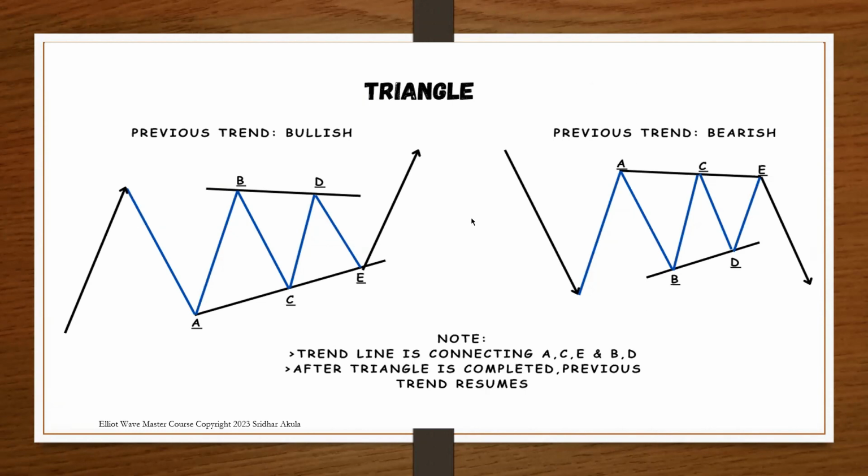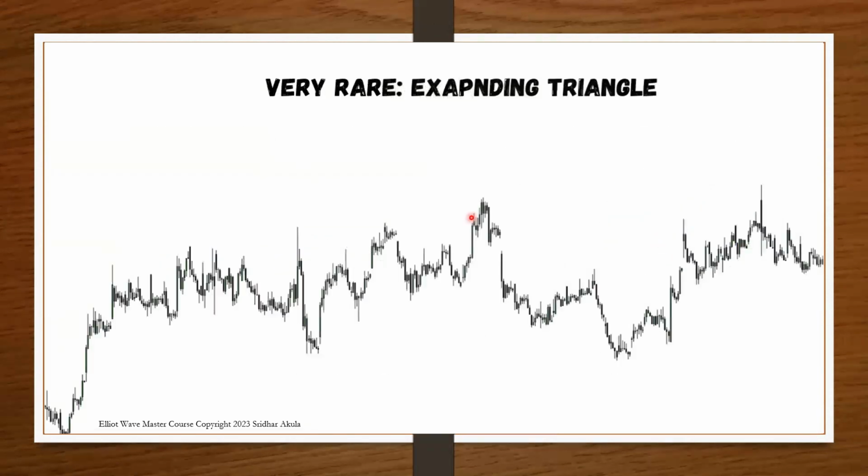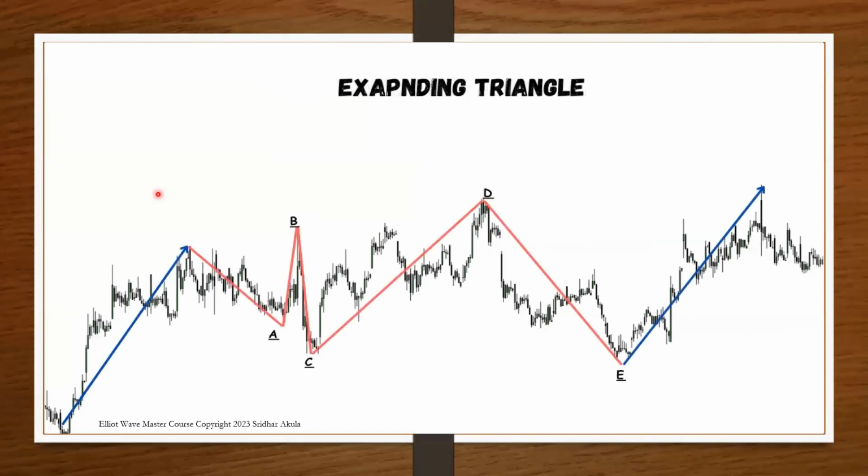Now, there is one very, very rare setup. After so much back testing, looking back at the candlestick patterns, only then I could find one example. This is called an expanding triangle. It's a very, very rare pattern. I thought it is very good if you know this pattern also. Okay. How does this pattern look like? This is your live market example. This is your example of an expanding triangle.